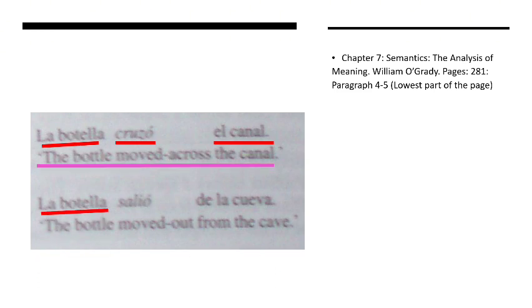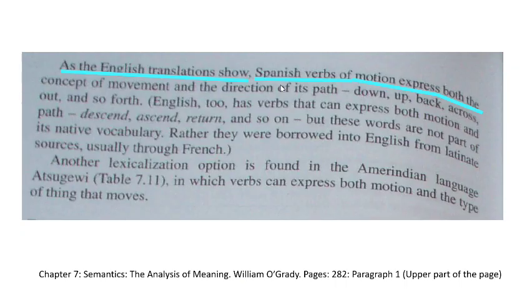La botella salió de la cueva, meaning the bottle moved out from the cave. As the English translations show, Spanish verbs of motion express both the concept of movement and the direction of its path: down, up, back, across, out, and so forth.